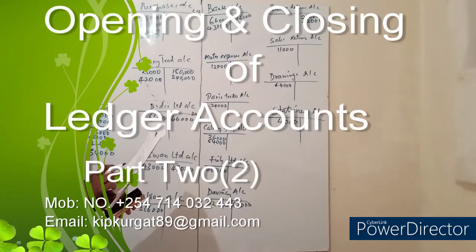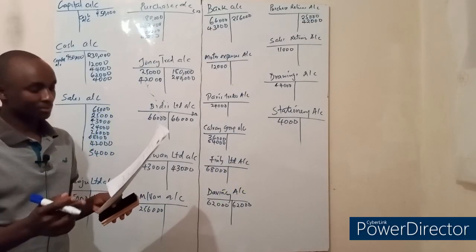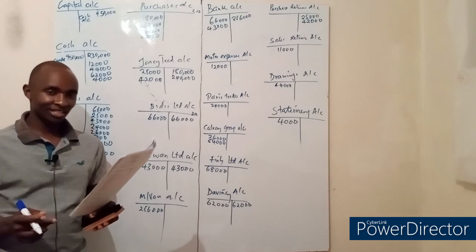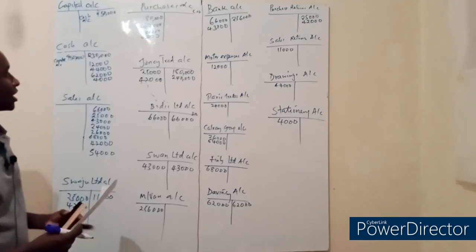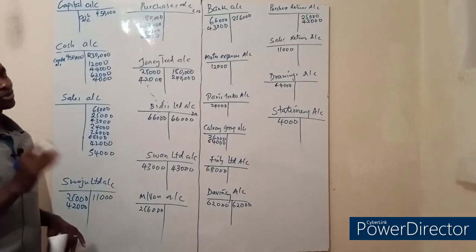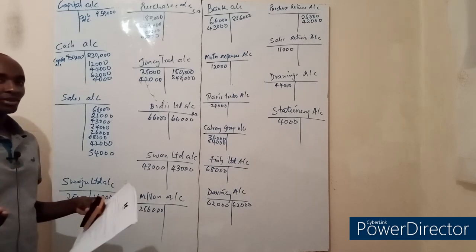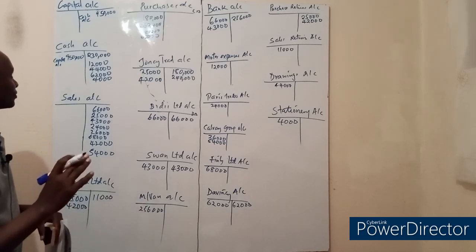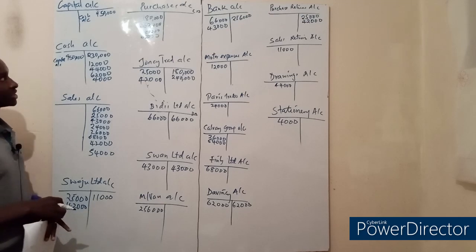You are required to open the relevant ledger accounts and close them as at 31st January 2021. So our next task is to close these accounts. How do we close them? Very simple. Follow me. So this is how to close the accounts.